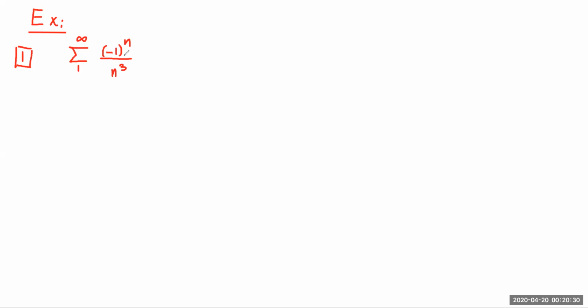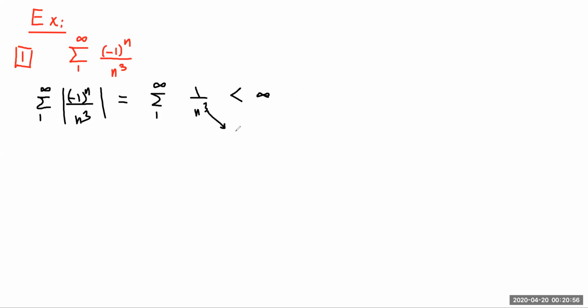In this exercise, I will take sigma of minus 1 power n over n power 3, in absolute value, from 1 to infinity. This is sigma 1 over n power 3 from 1 to infinity. And this converges. This is less than infinity, because this number 3 here is bigger than 1, using the integral test.